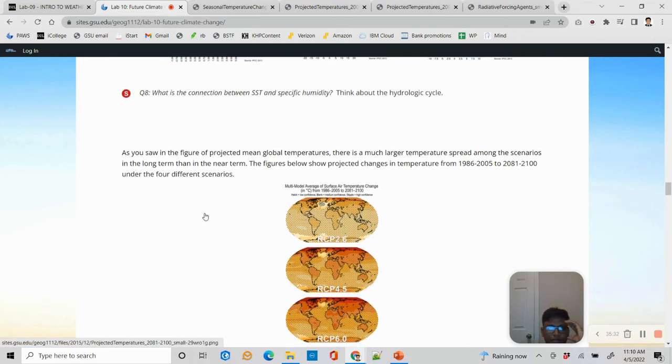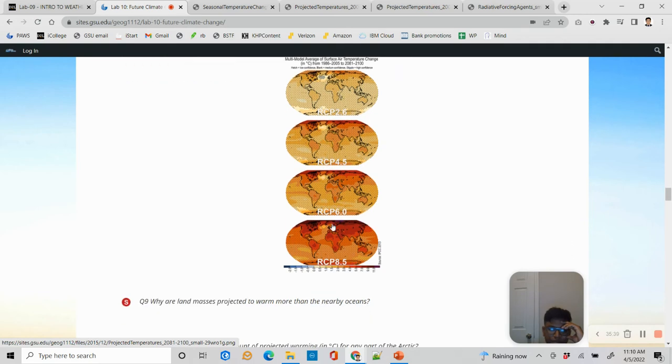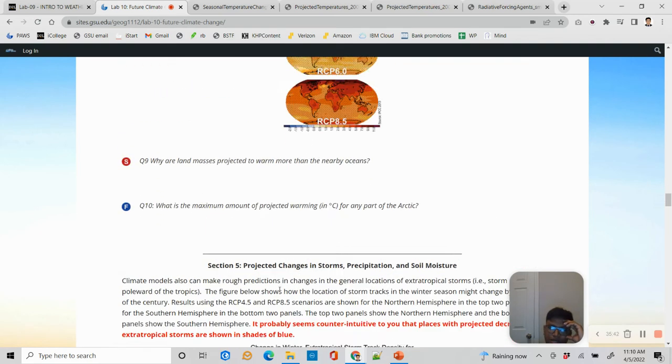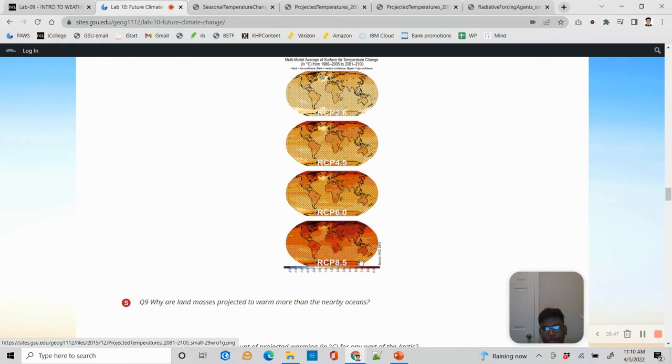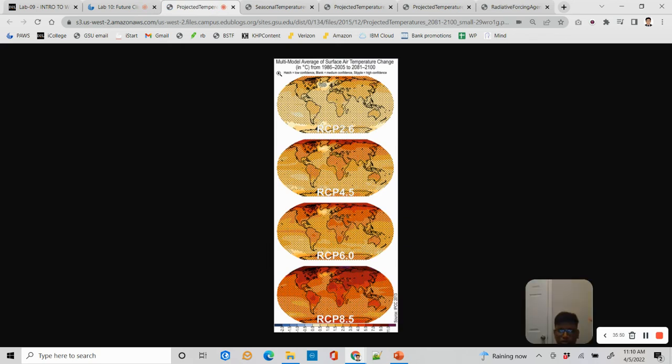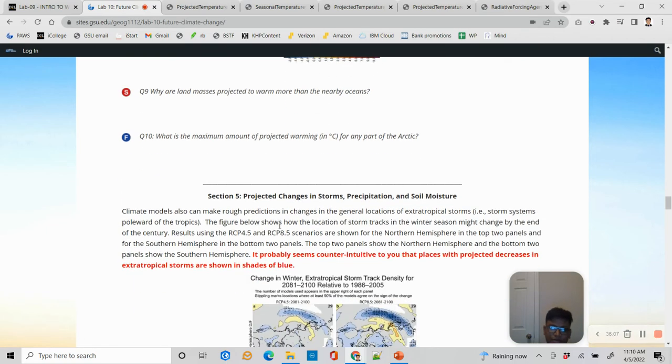And then, as you saw in the figure of the projected mean global temperature, there is a much larger temperature spread. So these are the four different scenarios. Just go through the description and answer this question. The idea is pretty much the same: the temperature will increase and so on. So the multi-model average of surface air temperature: as you can see from RCP 8.5, the temperature is really red. That means a huge increase. So these are some of the questions. You will get the answer from this graph.